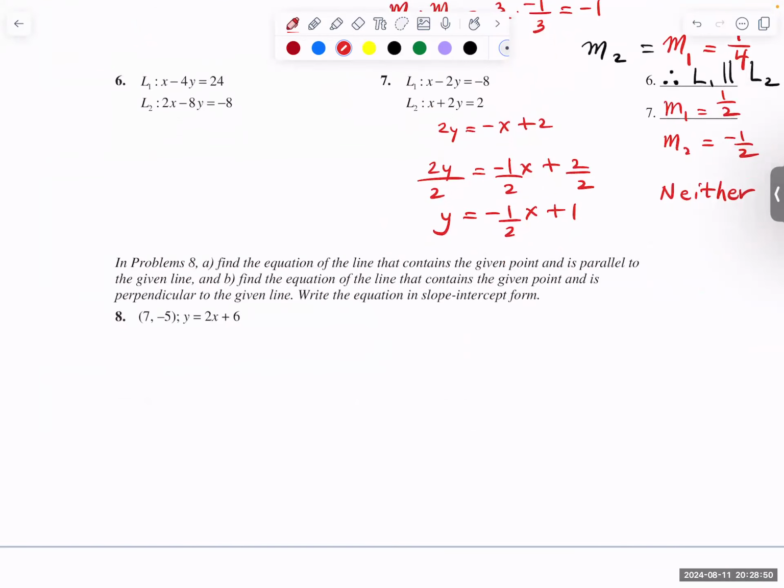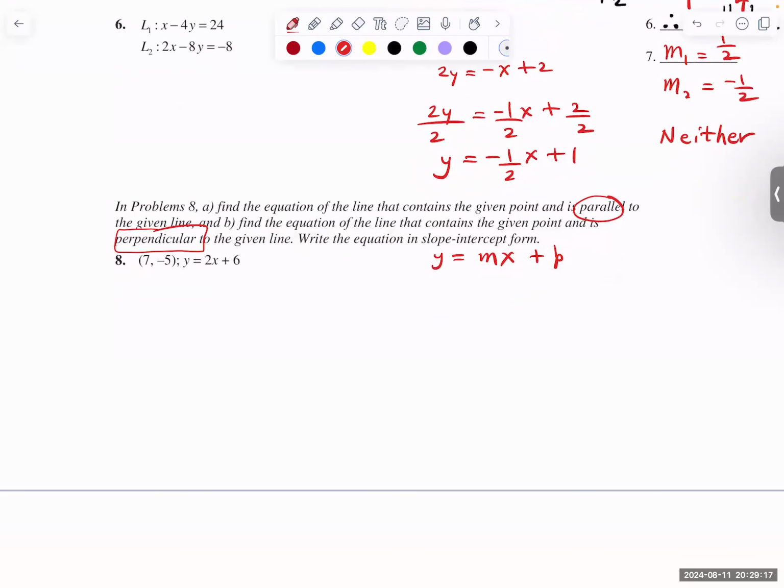So therefore, these lines are neither parallel nor perpendicular. Number 8, find the equation of the line that contains the given point, 7, negative 5, and is parallel to the given line, so they have equal slopes. Find the equation of the line in part B that contains the given point and is perpendicular to the given line. Write the equation in slope-intercept form, which is y equals mx plus b.